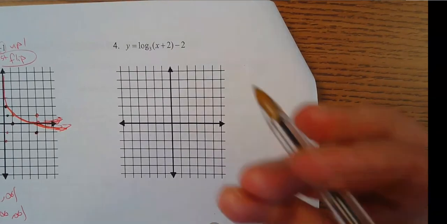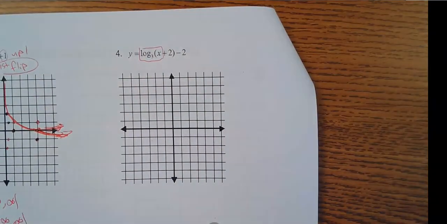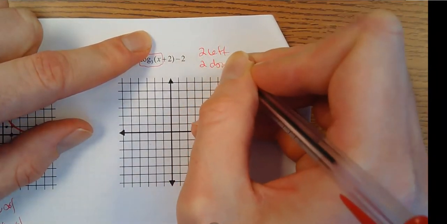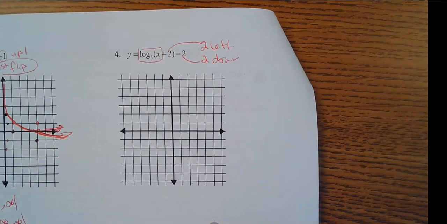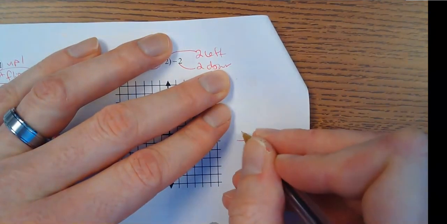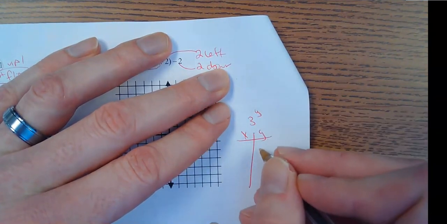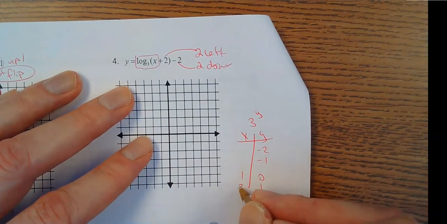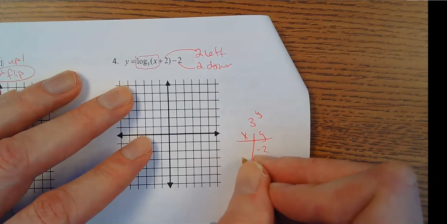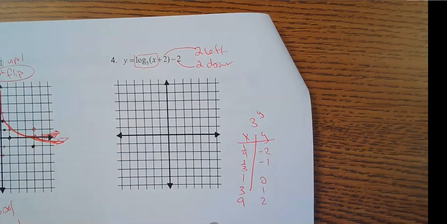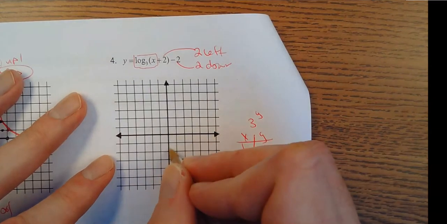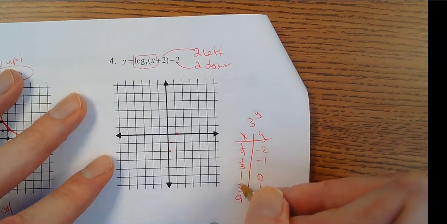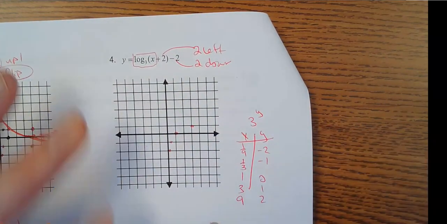Okay, this guy, I'm going to use this as a parent function, and then I'll go 2 left, 2 down. So 2 left, 2 down after I'm done with that. So if I'm using 3 as my base, so think 3 to the y, so -2, -1, 0, 1, 2. 3 to the 0 is 1, 3 to the first is 3, 3 squared is 9. 1/3, 1/9. Plot those points. Okay, so 1/9, -2, 1/3, -1, 1, 0, and then 3, 1, 9, 2 is off the graph.